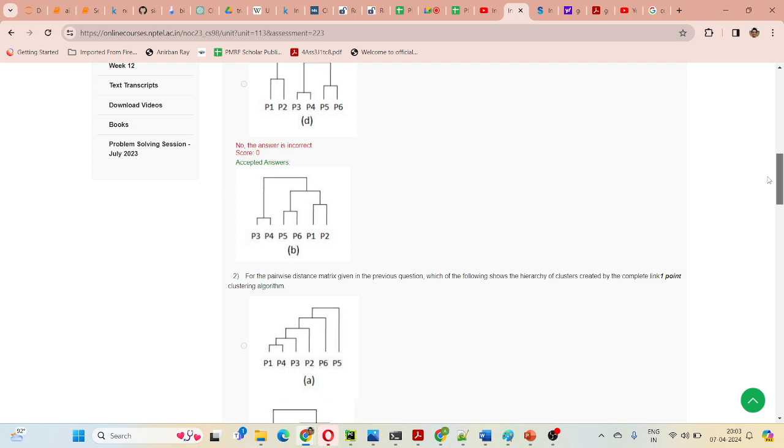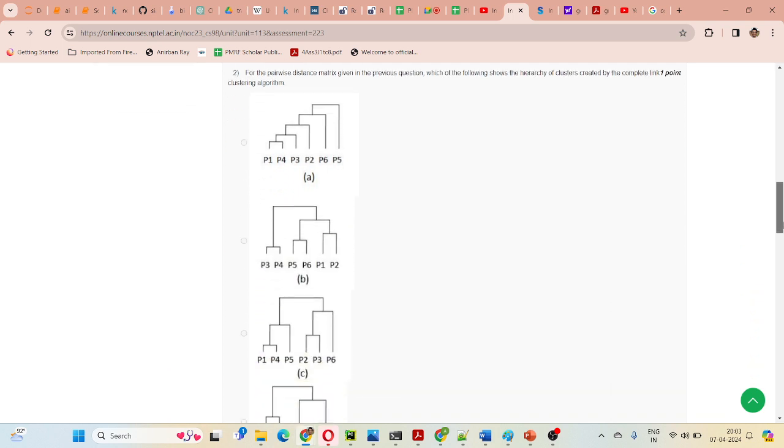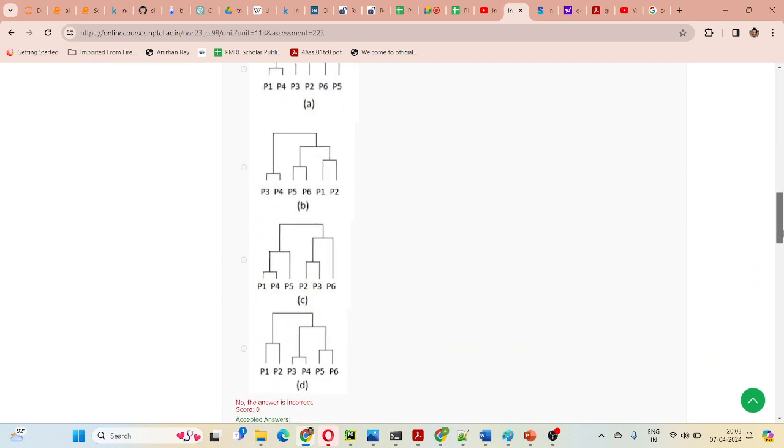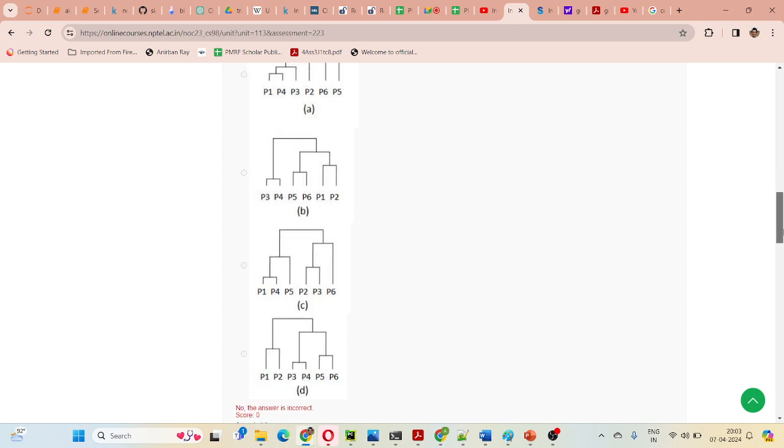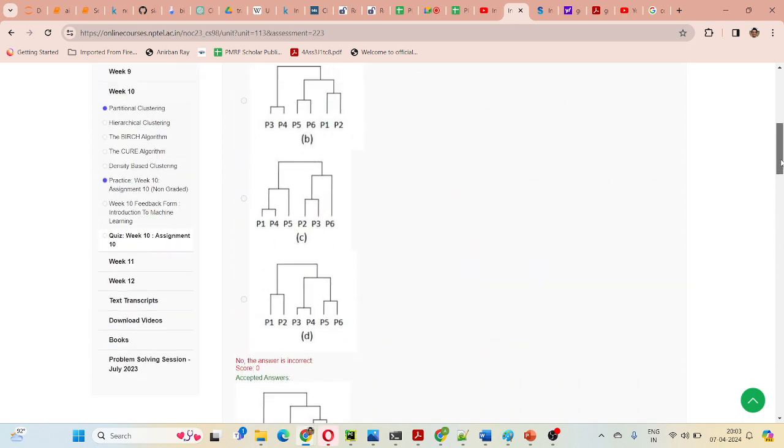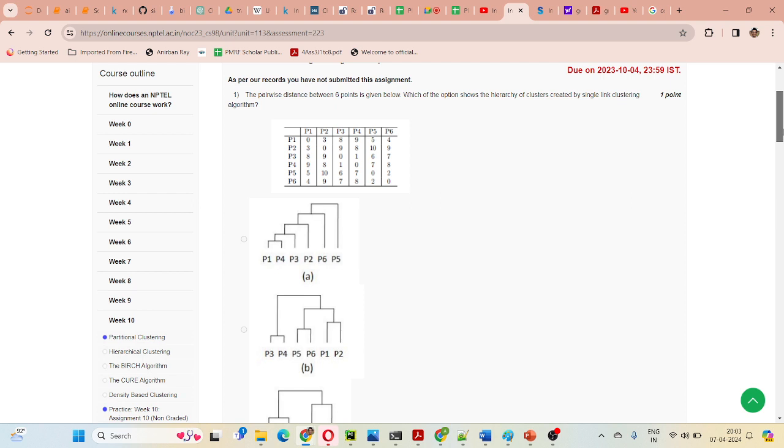So what do you think is the answer? I think option D will be correct. I also gave D, I also solved it and got D, but it is showing answer B. After calculation, the pairs with the minimum among these maximum distances will be merged first. Maximum distance in complete link. What do you say?